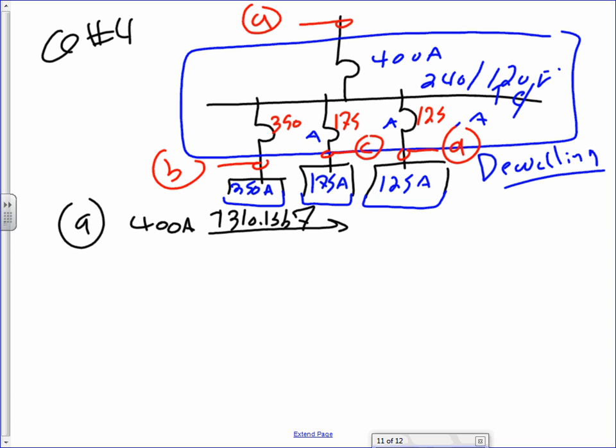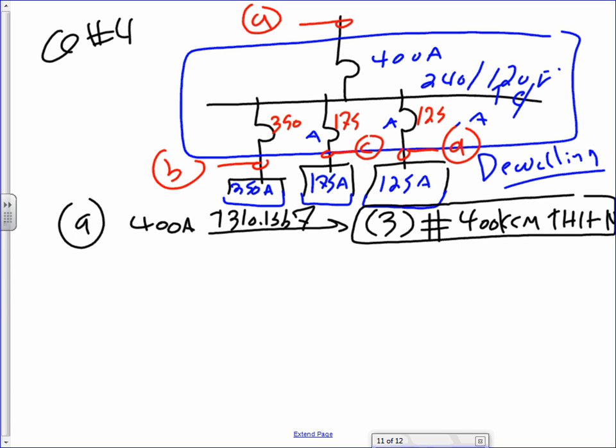I'm going to end up with, I can derate the neutral. But I have no idea what the sizing of the neutral is. So in this case, I'm pulling a full neutral for this example. So I have 3 conductors, 2 hots and a neutral, full neutral. Each one of them is 400 kcmil. That's it, done. Just picking them up from the table. 400 kcmil THHN. This is for the service.